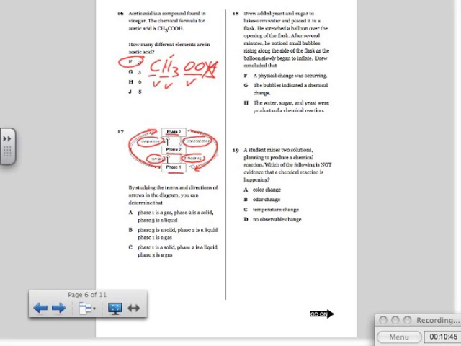Phase 1 is a solid, phase 2 is a liquid, and phase 3 is a gas. Okay? So we have the gas, we have the solid, we have the liquid. Okay?